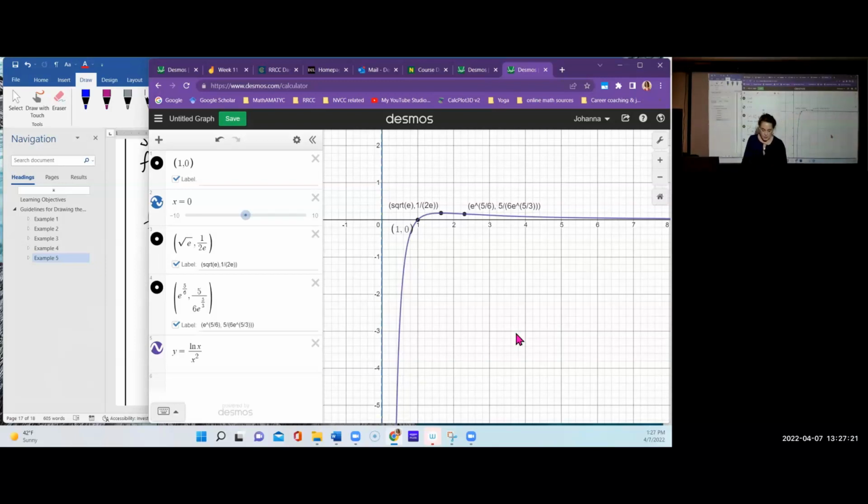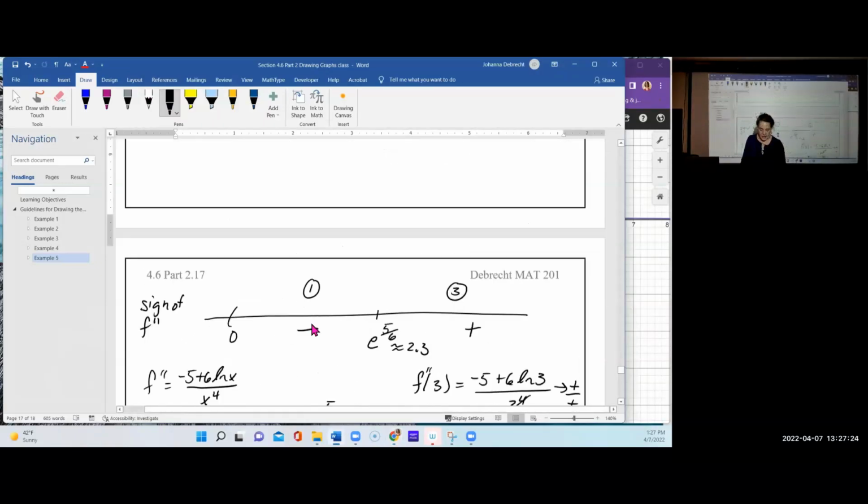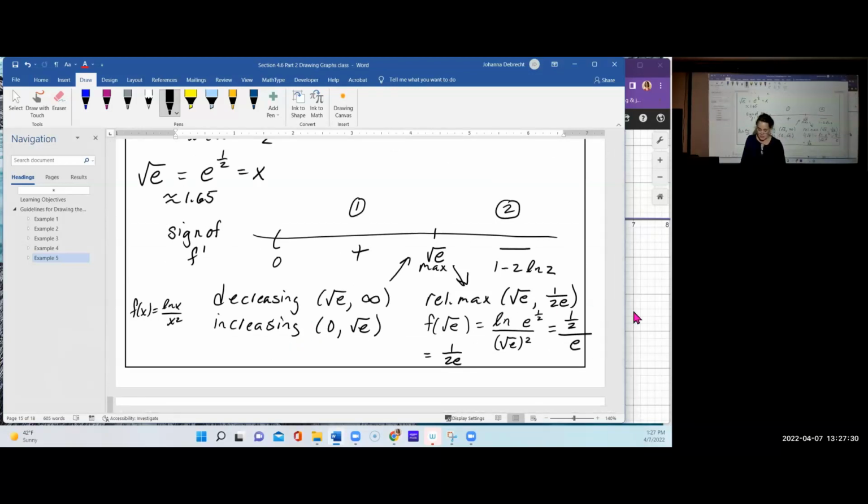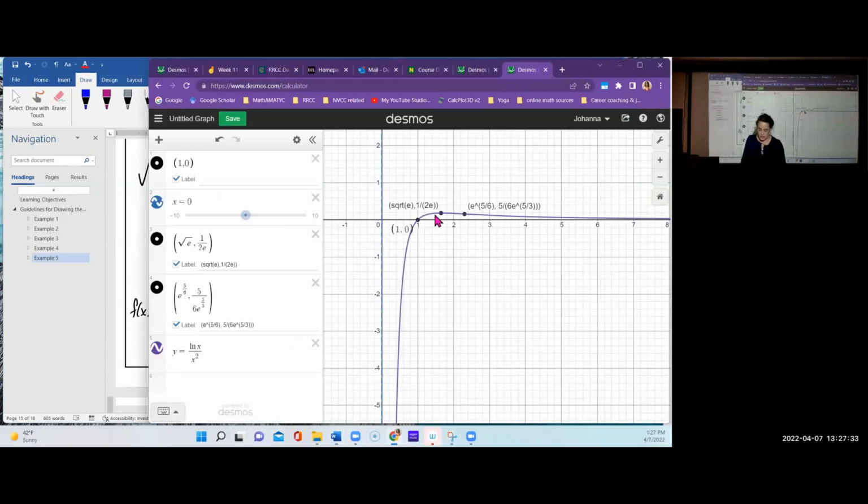And then we can look at the increasing and decreasing behavior, which came from the first derivative. So scrolling up, we know it's increasing from 0 to the square root of e, which it is, and the square root of e is where we find that relative maximum. And then it's decreasing from the square root of e to infinity. Notice it does have the end behavior that we predicted. It approaches the x-axis, y equal to 0. And we do have a relative maximum right here. So we've got all the information put together in one place. And hopefully this helps you to understand how to use algebra and calculus to predict the exact shape of a graph.